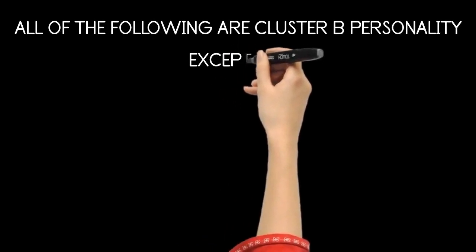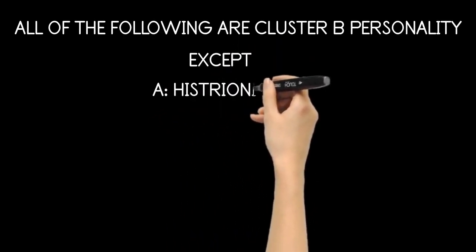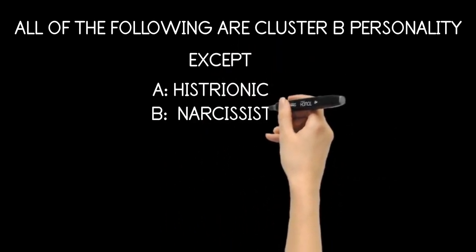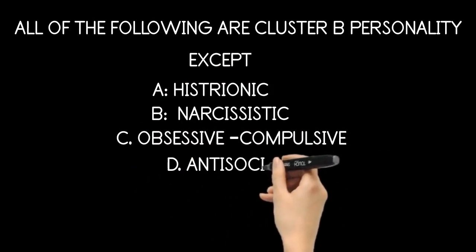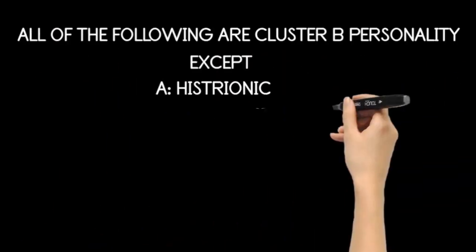All of the following are cluster B personality disorders except: letter A, histrionic; letter B, narcissistic; letter C, obsessive-compulsive; letter D, antisocial. Answer is letter C, obsessive-compulsive.